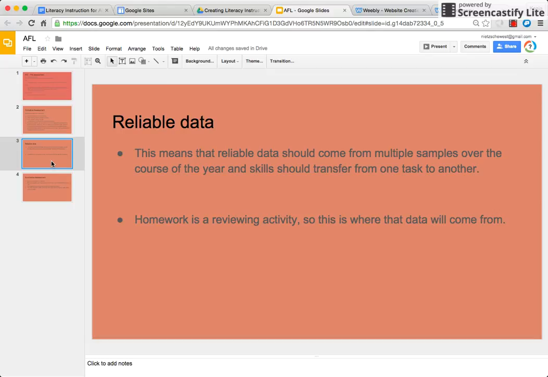And homework is a great reviewing activity, and that's what homework really should be. It's a formative assessment. Are you still able to predict when you read? Let's, out of the blue, have you do some predicting for me in our reading blog and see what it sounds like.